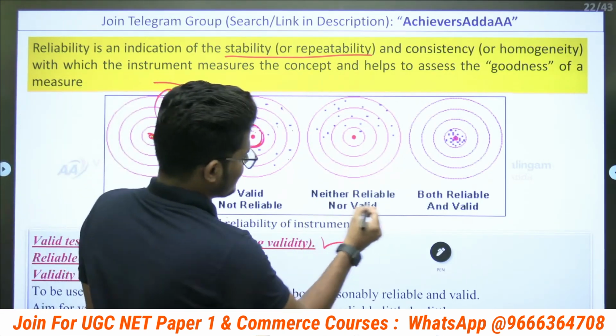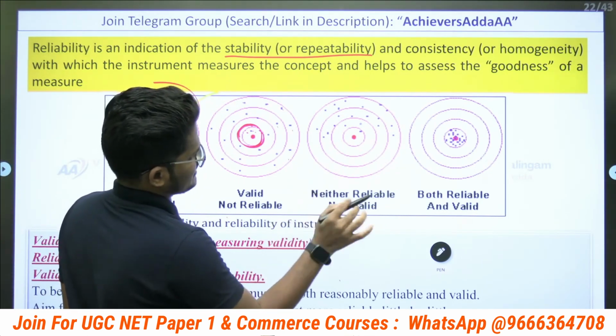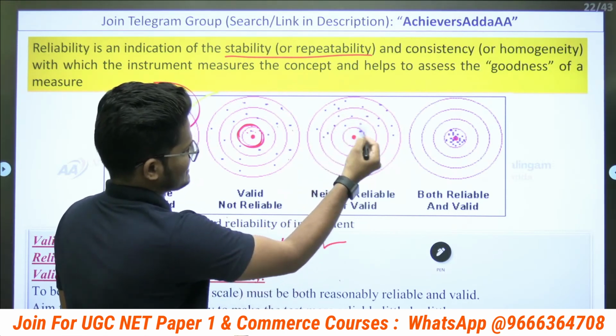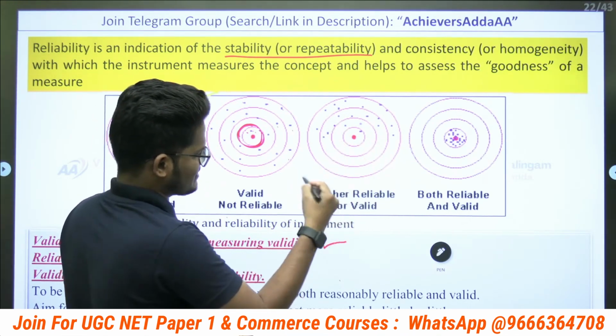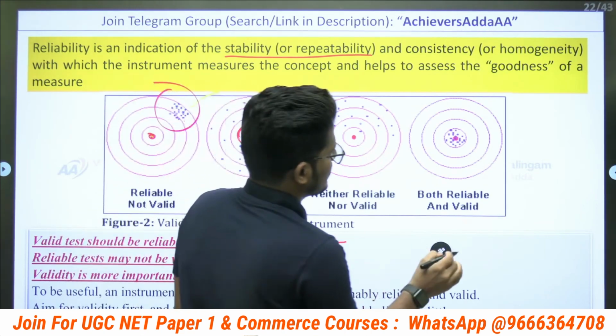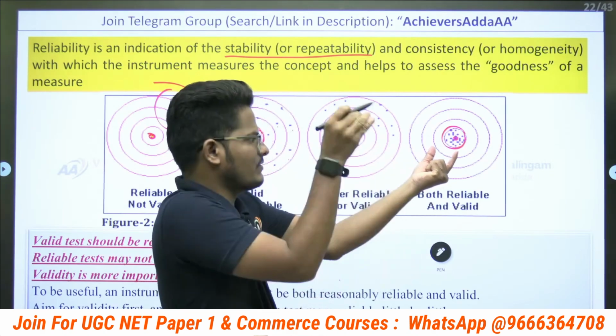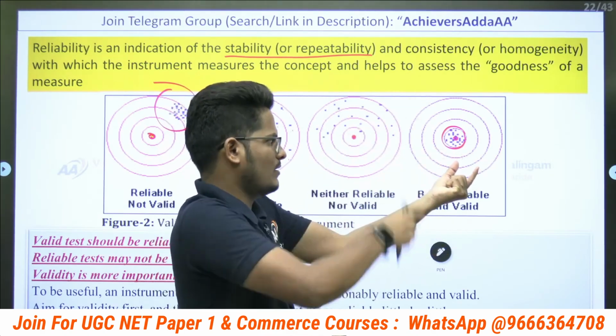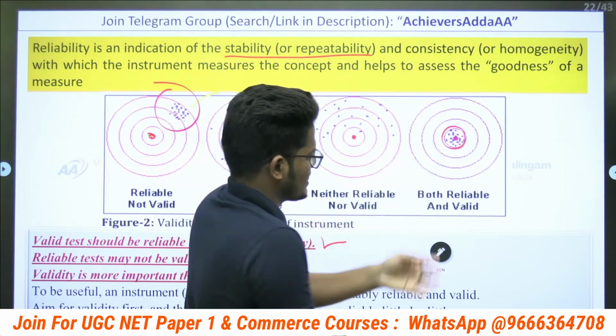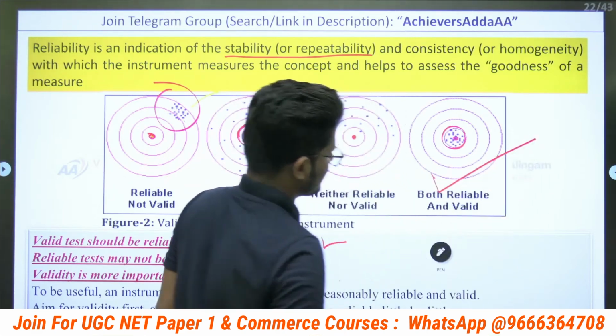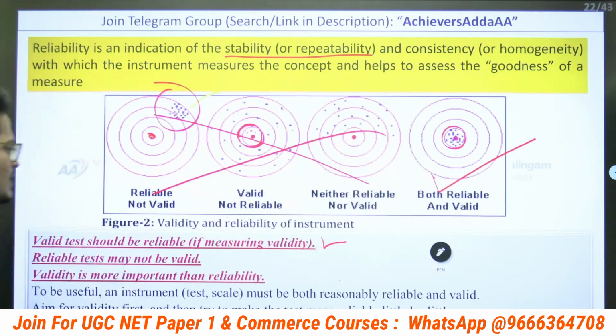Now look at neither reliable nor valid. It is in this situation because nothing is related over here. Now, both: everything within the context of validity. Within the validity circle, reliable points are also there and valid points are also there. This is the one we need in research, not all these three things. Eliminate those three.